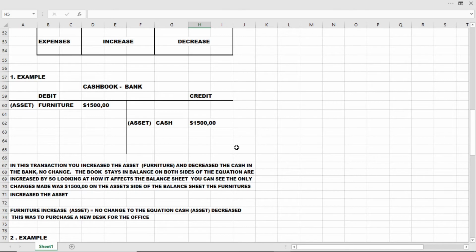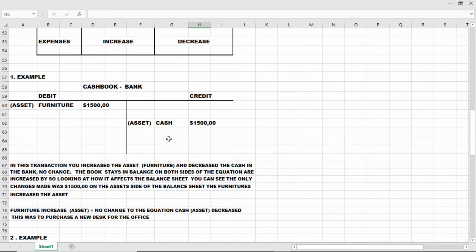For example, we're taking assets now. So we go out and buy furniture. We pay $1,500 to buy a pile of furniture. But now what's happening here? We've increased the furniture that we have now. So furniture is an asset. So if we increase our asset, it's always debited, okay, in the cash book. But now we've paid out money, so we've decreased an asset. We've decreased our money, our cash, which is an asset.